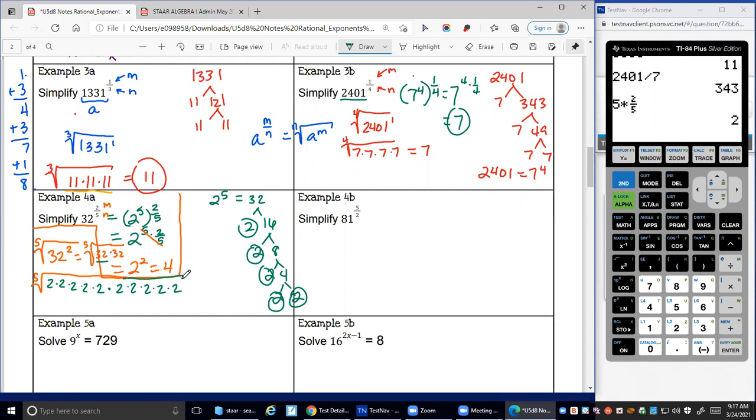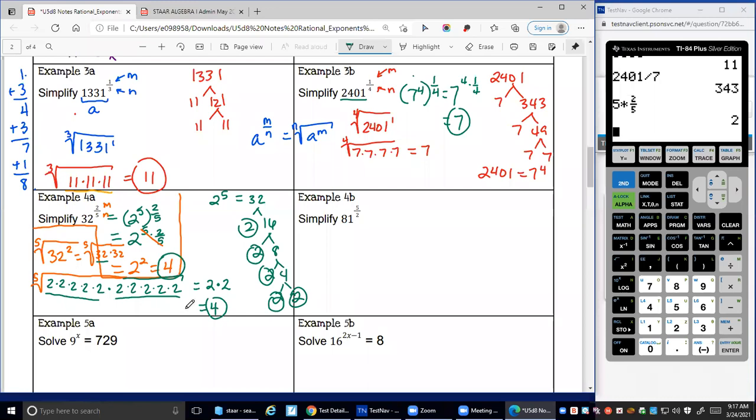Now I'm looking for groups of 5. Here's a group of 5. So what's going to pop out? A 2. And notice that I have another group of 5 2s, and so another 2 is going to pop out and they are going to multiply. And 2 times 2 is 4, the same answer.